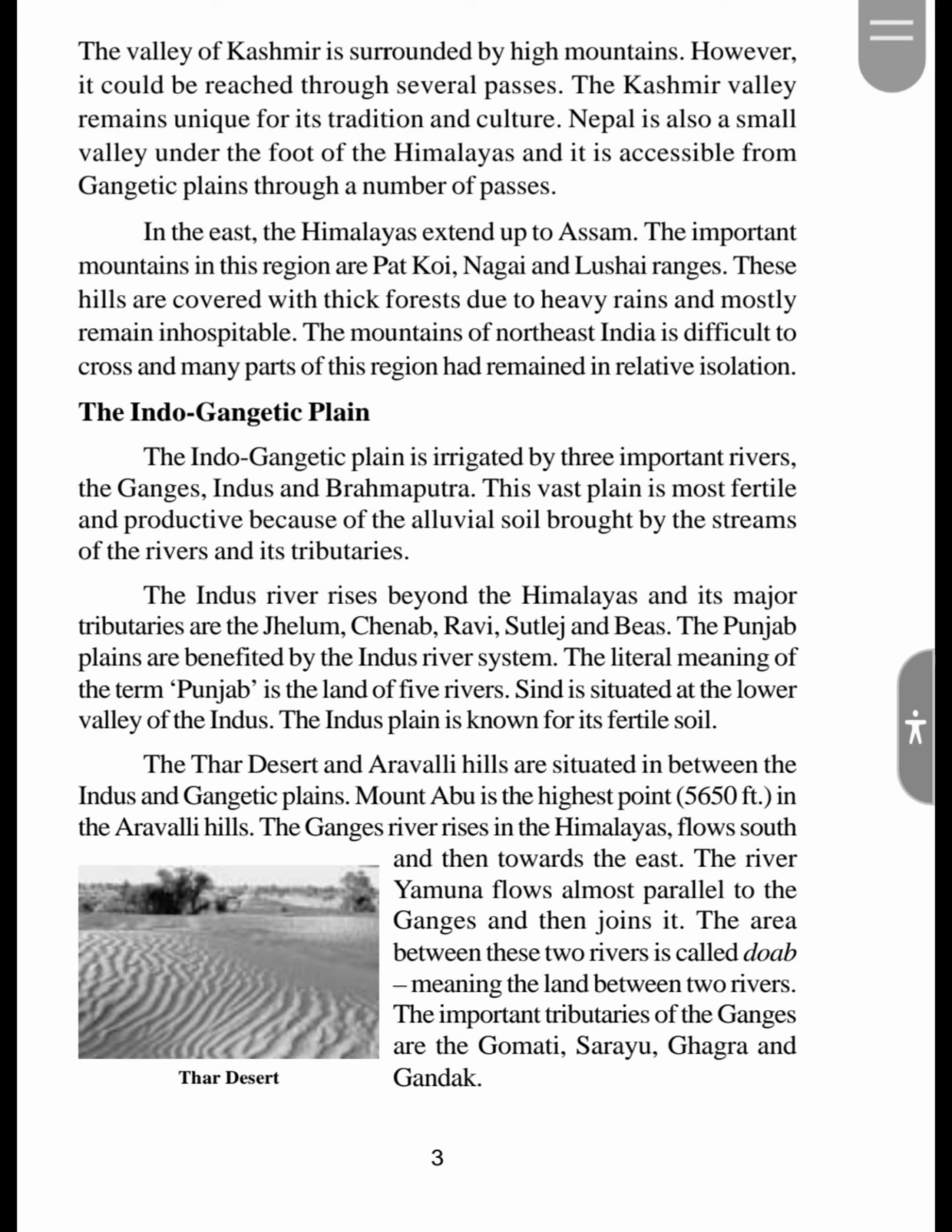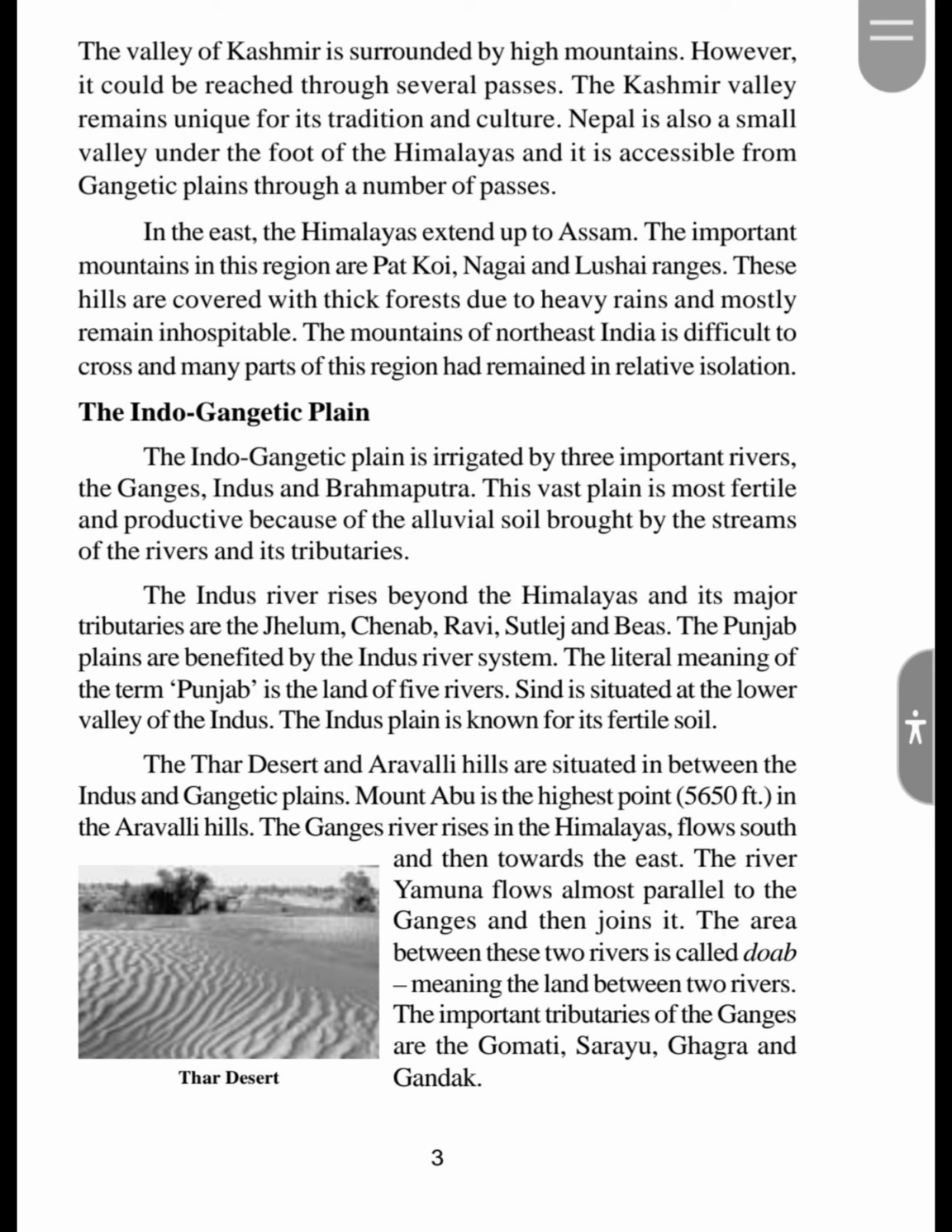The Thar Desert and Aravalli Hills are situated in between the Indus and Gangetic plains. Mount Abu is the highest point, 5650 feet, in the Aravalli Hills. The Ganges River rises in the Himalaya, flows south and then towards the east.